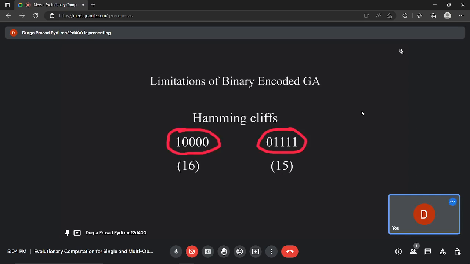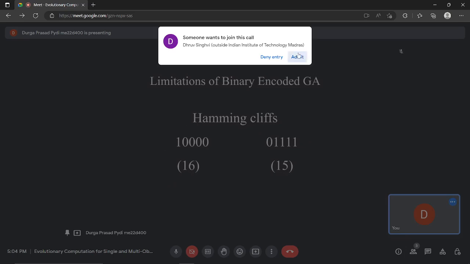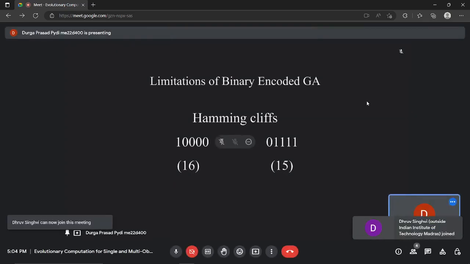Since the operations we discussed over the last couple of weeks are crossover and mutation, where you change each bit at a time, the number of operations required to make this happen is large. So numbers which are separated by one unit step, like 15 versus 14, or 16 versus 15, require a lot of operations to increase by one unit step. So you are performing operations in a space which is not uniform. This is one of the other limitations with the binary encoded GA.